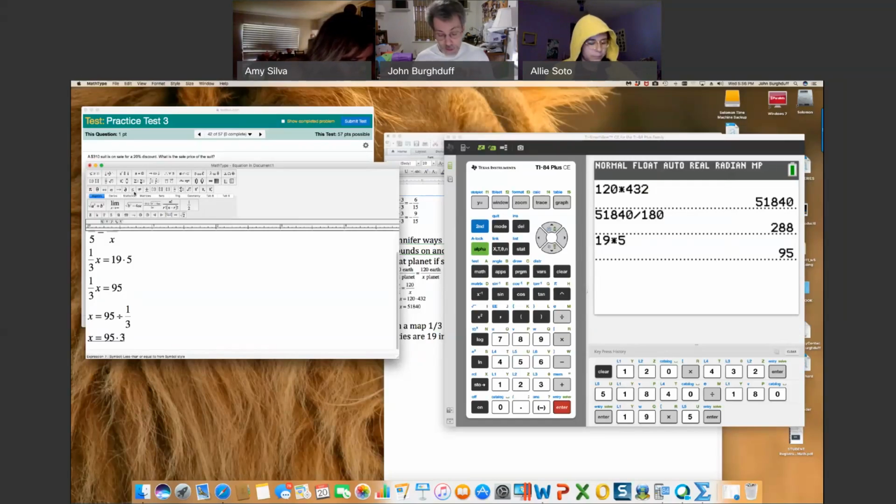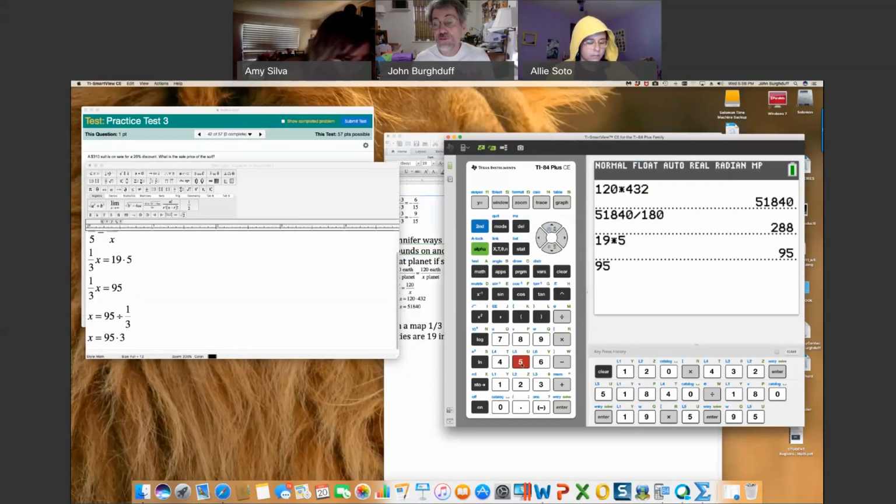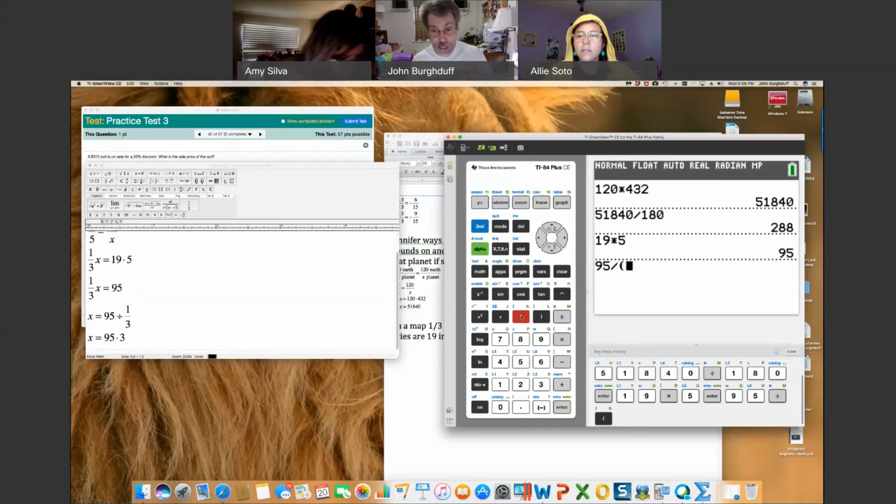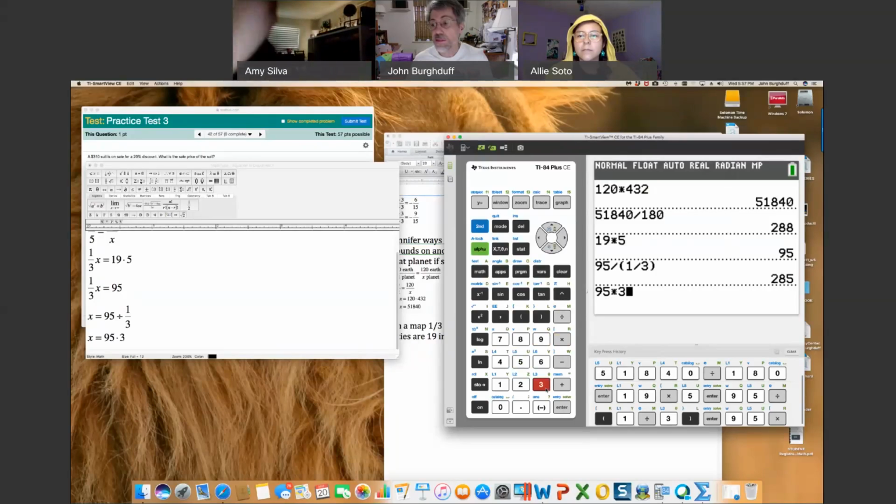Okay. So you can do this either way. You can either say on your calculator 95 divided by, and then the way you'd handle the dividing by 1/3 is because you want that 1/3 to stay together, you'd put parentheses around it. That would be 95 divided by 1/3. Or if you use this reciprocal idea, you should get the same thing if you say 95 times 3. And you do.